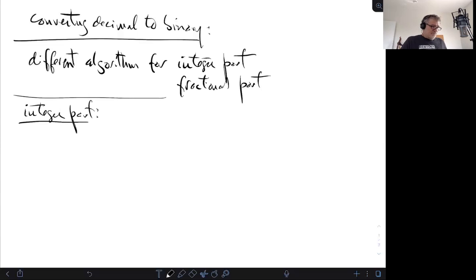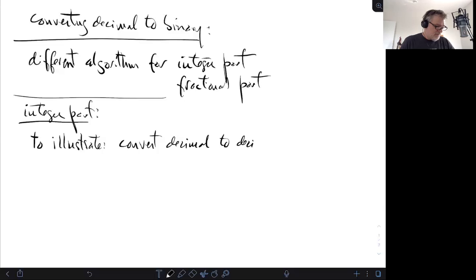Okay, so to illustrate what I'm going to do so that you understand a little bit what's going on, I'm going to do it in decimal. So it's going to look really silly, but basically that'll give you the algorithm. You'll understand the algorithm, why it works when we go to binary. So to illustrate the whole method, I'm going to convert a decimal number to decimal. That sounds really stupid, right? But it's just to illustrate the method.